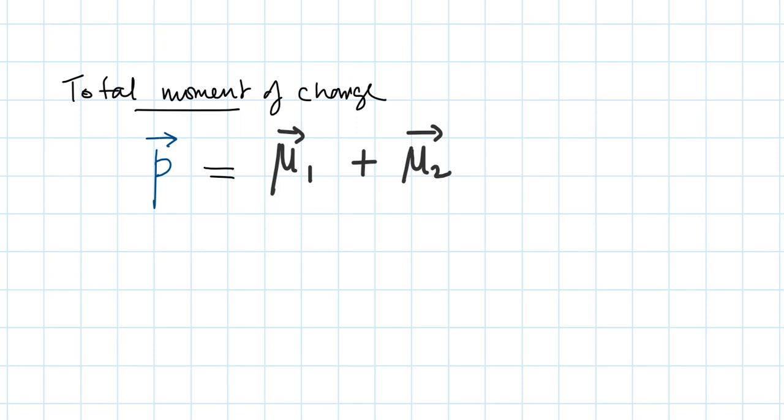So as I told you earlier, the total moment of charge of a system is also called dipole moment, and dipole moment is also a vector quantity. It's also a vector quantity, and you get it by adding the individual moment of charge of the system, which is given as mu1 and mu2.